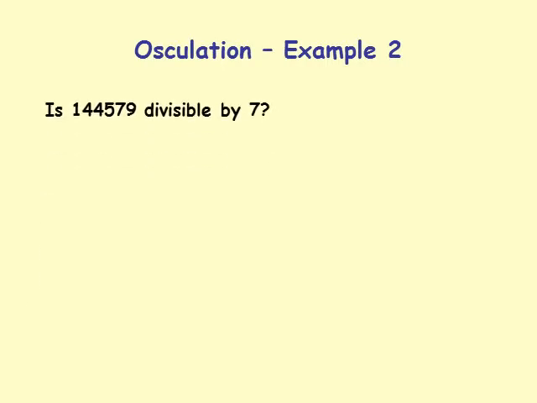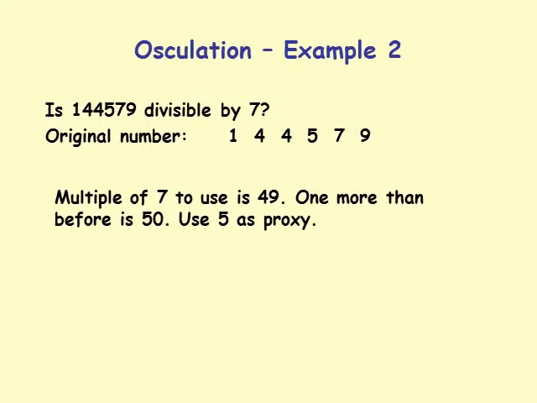Let's do another example. The example is: is 144579 divisible by 7? The original number is 144579. We're going to find a multiple of 7 which ends in 9. That's 49. 49 is 7 times 7 and it does end in 9. One more than 49 is 50. We'll use 5 as a proxy.